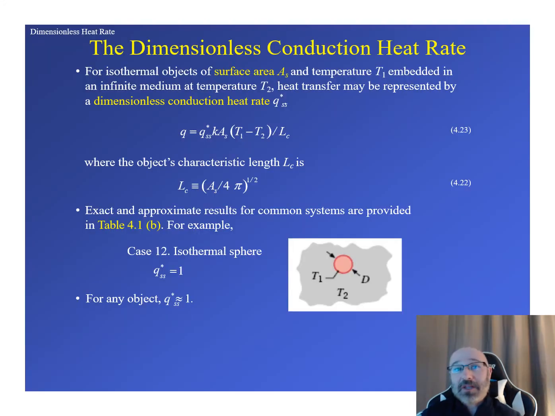So let's take a look at this for a specific case. We're going to look at case 12, the top one from table 4.1b. This is an isothermal sphere, so we can get our information from that. Our Q star SS, the dimensionless conduction heat rate, is equal to 1 from that table. So for any object, we can say that our Q star SS is approximately equal to 1.